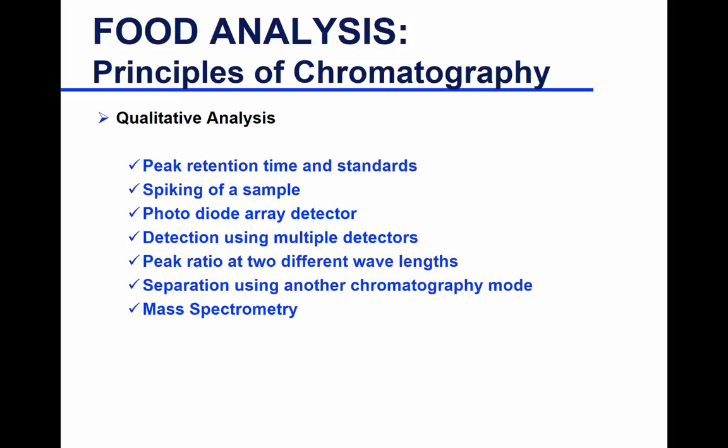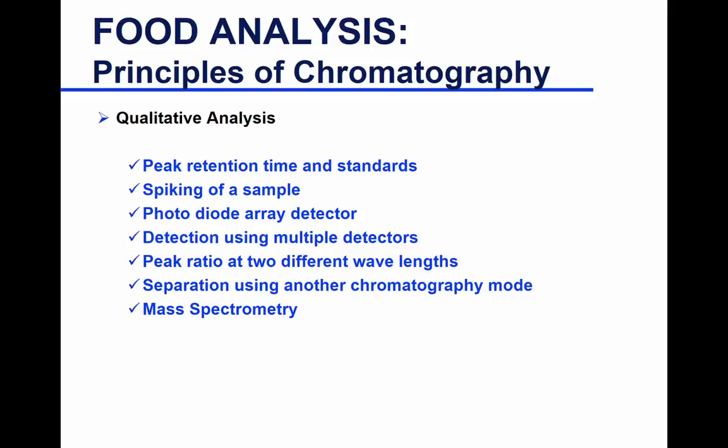Detection using multiple detectors and using peak ratios at two different wavelengths. Multiple detectors: you have a sample, you're suspecting that you have two compounds that are eluting at the same time. So you measure absorbance, and next you measure fluorescence. One of them will fluoresce, the other will not fluoresce, you hope. And then you will see with fluorescence that one will show up, the other will not show up. You'll see a change in the peak, and you go, ah, so I have coelution here.